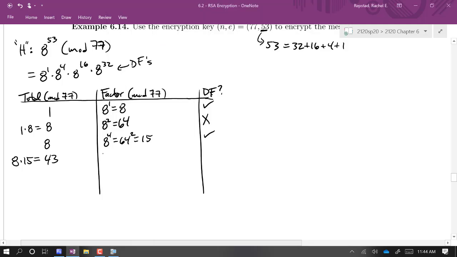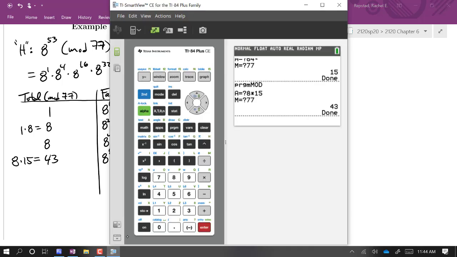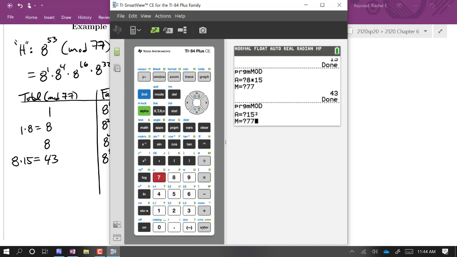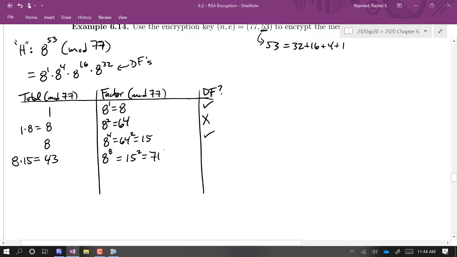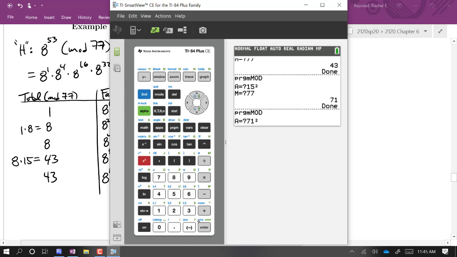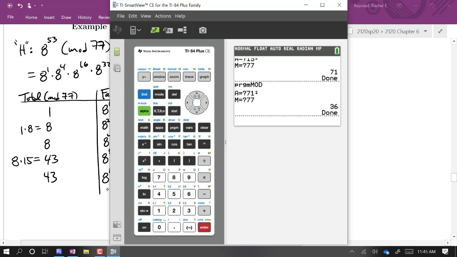Okay, next. 8 to the 8th power, squaring, so I'm doubling the exponent. This is 15 squared, and I want to reduce that mod 77. 71. This is not a desired factor, so our total holds at 43. Next we have 8 to the 16, which is 71 squared. I'm going to reduce that mod 77. 36.